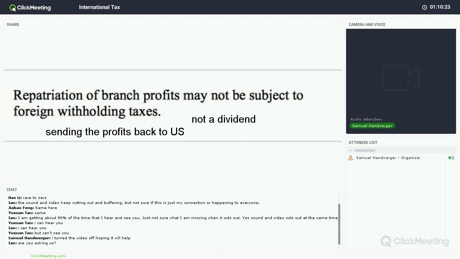So the advantage of the branch doing business in this other country is that you generally do not have an issue with sending the profits back to the U.S. parent company. And that's because we're not talking about a foreign corporation in the foreign country, we're talking about the U.S. doing business there. Again, the branch concept is it's just the U.S. company, but it's gone overseas doing business in B.